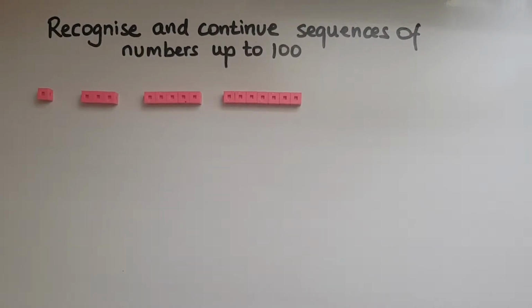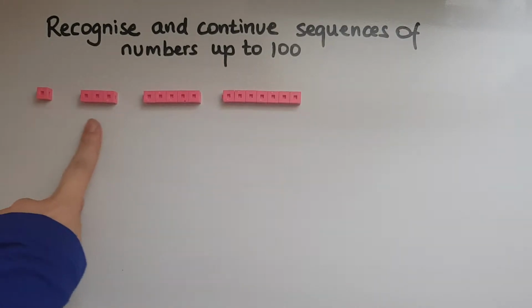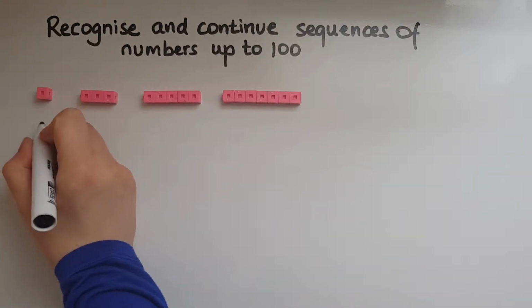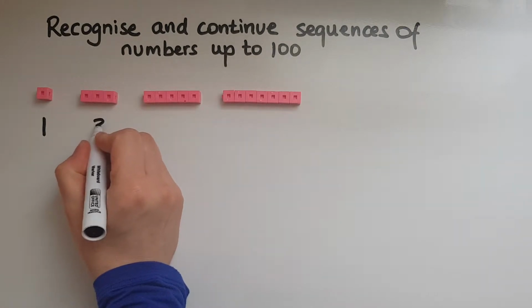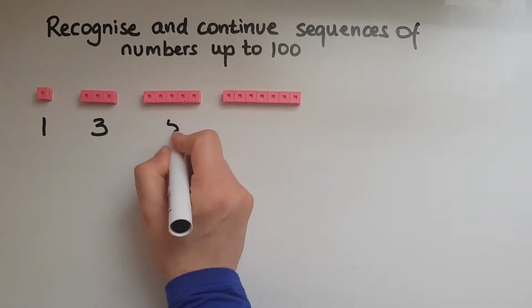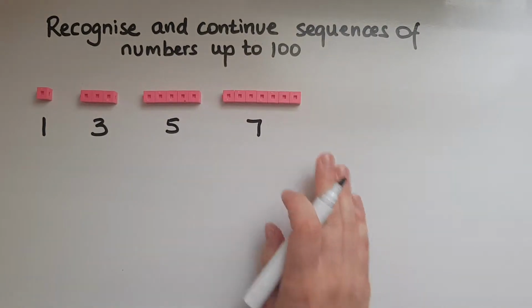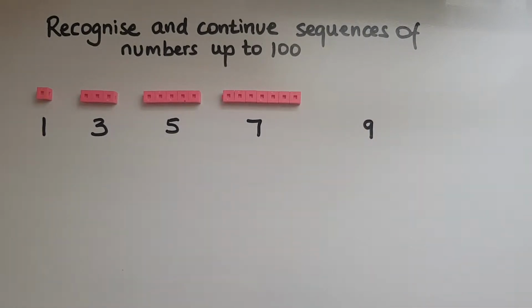In this video, we'll learn to recognize and continue sequences of numbers up to 100. I've put in a row some cubes. If you look at them, the first one, there is just one cube, and then we have 3 cubes, and then 5, and then 7. So the next one you'd think is a 9.